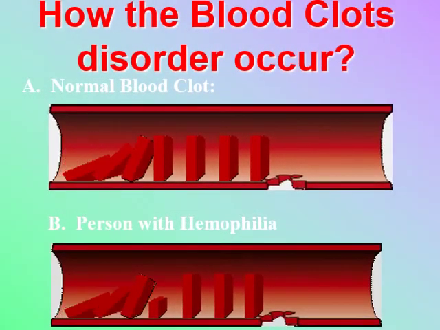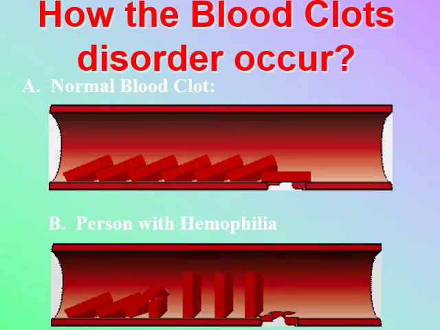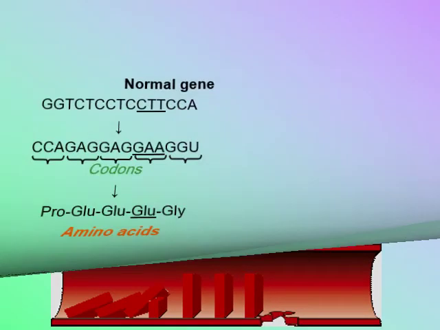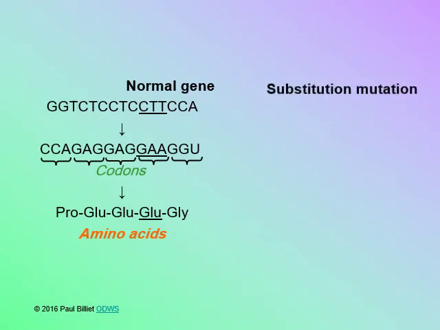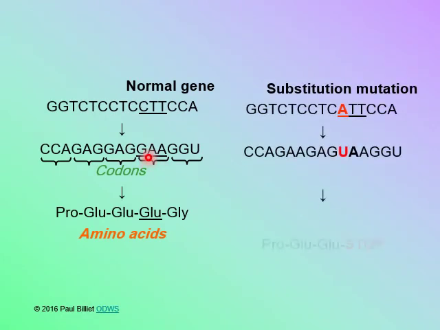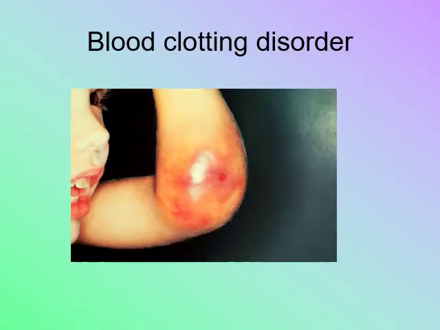The blood clotting disorder occurs if the GAA on messenger RNA, which codes for glutamic acid, changes into the UAA. That leads to the stop of the translation and causes blood clotting disorder, or hemophilia.